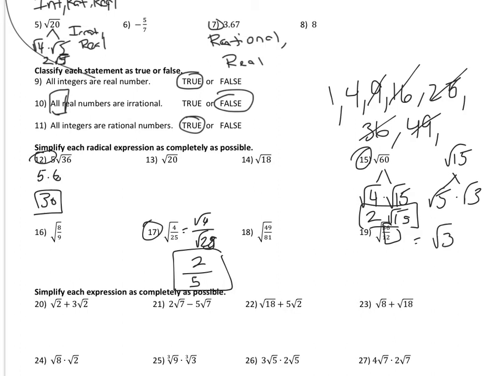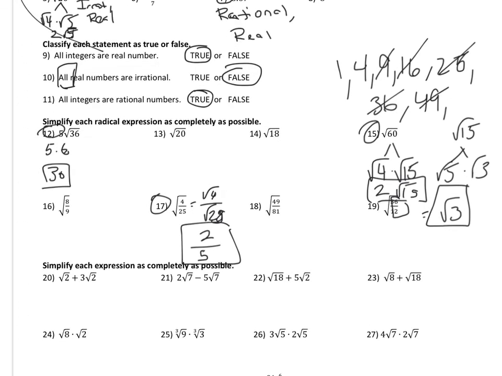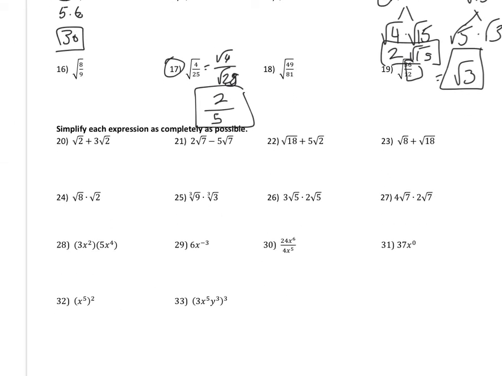Can we take the square root of 3? Well, it's not a perfect square, and 4 is not a factor of 3, so I guess we're just done with the square root of 3. Simplified as much as possible. Okay, let's pick a few of these.